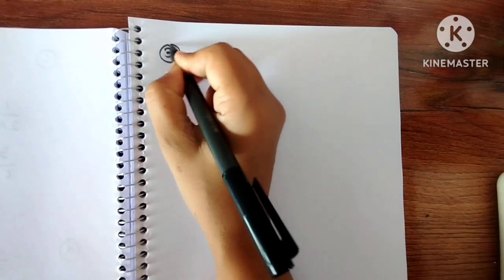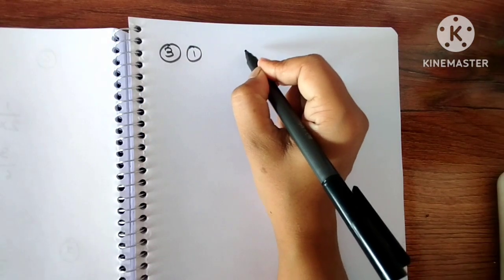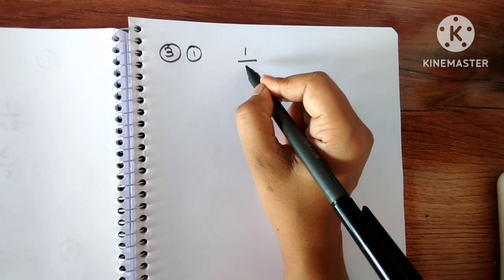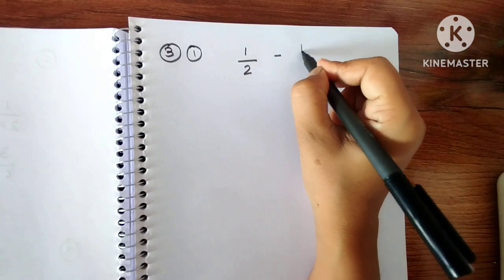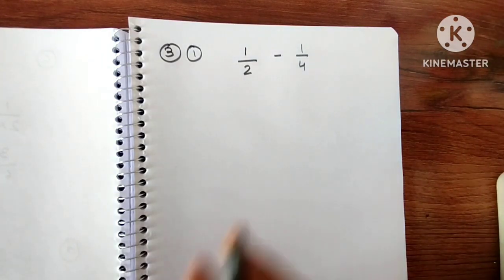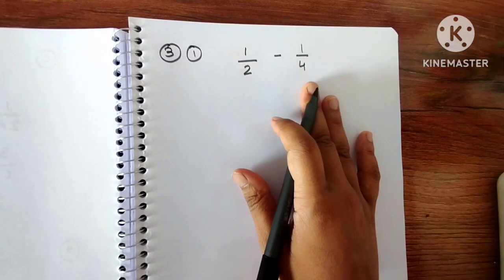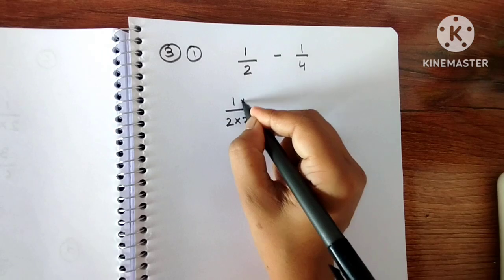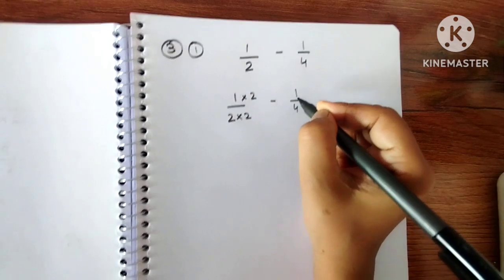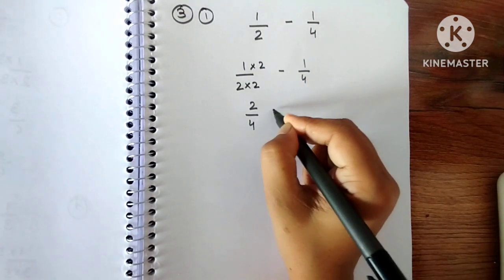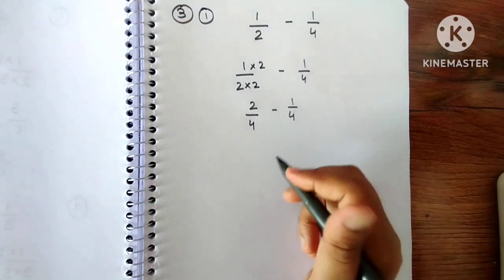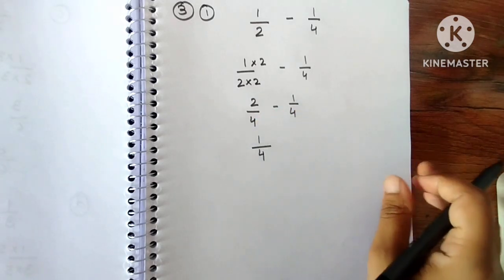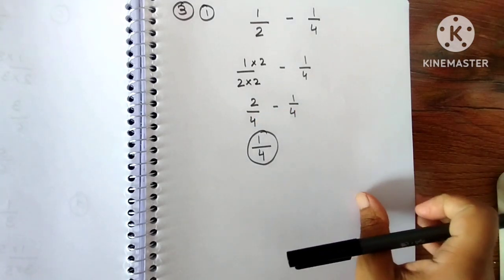The first question is 1 upon 2 minus 1 upon 4. Again, you can see both have different denominators. So what we need to do? We need to make them same. So we multiply 2 here and 2 here. So what will you get? 2 upon 4 minus 1 upon 4. Again, denominators are same. Just copy the denominator first. 2 minus 1, 1. So your answer is 1 upon 4.